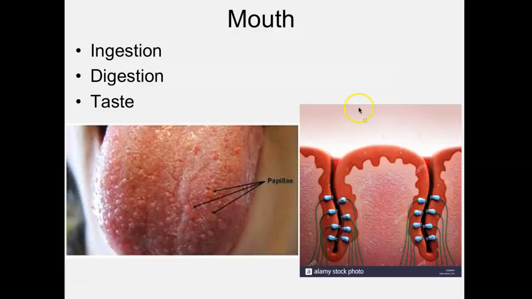So here's your mouth for ingestion, for digestion, and for taste. I want to point out that those bumps on your tongue are called papillae. They are not taste buds. Taste buds are actually inside grooves of those bumps that you can see. And taste buds are microscopic, so you can't see them. They're the ones that can detect the chemicals in the food.